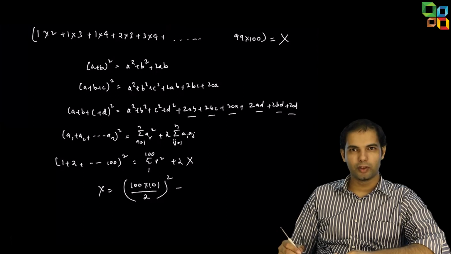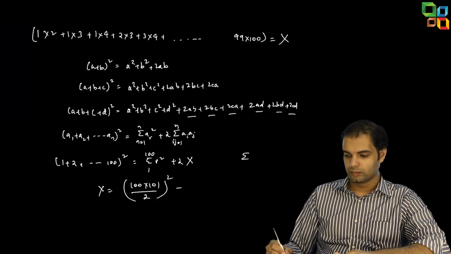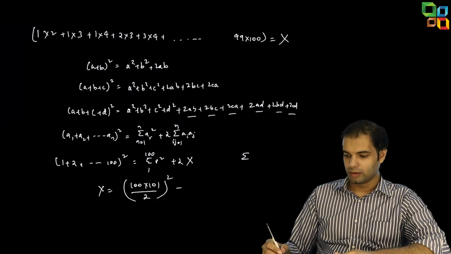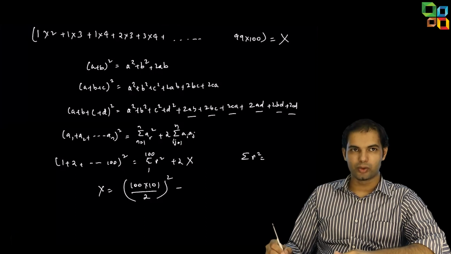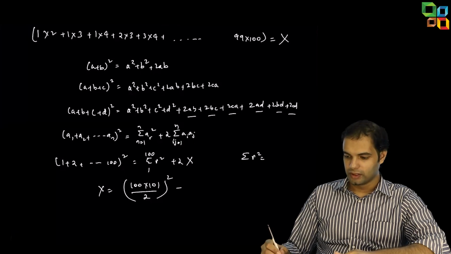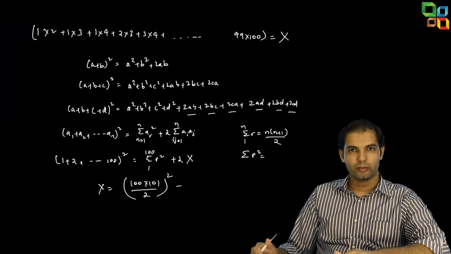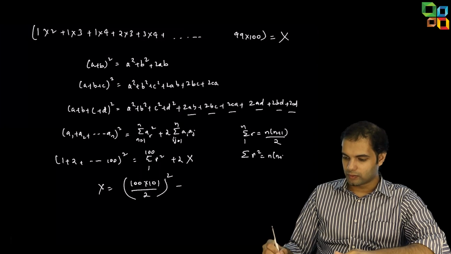R square. Do we know the sum of square numbers? Did I mention the formula? No, sir. Okay, I'll mention it now. We'll see why it is true later. Just note it down from now. Summation R we have seen: summation R is n into n plus 1 by 2, the sum of the first n natural numbers. Whenever I write summation like this, assume it is from 1 to n. Similarly, the sum of the squares of the first n natural numbers is n into n plus 1 into 2n plus 1 divided by 6.